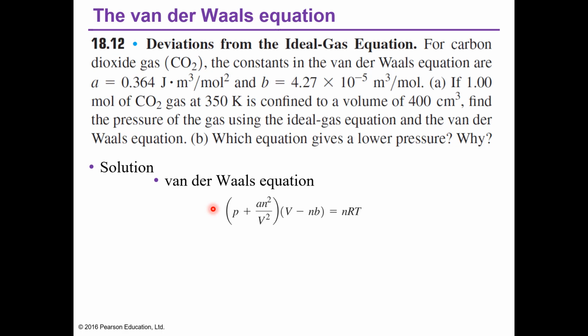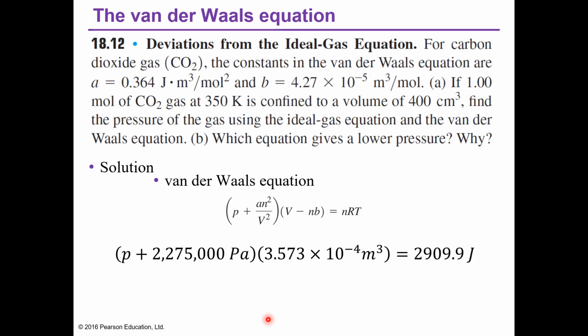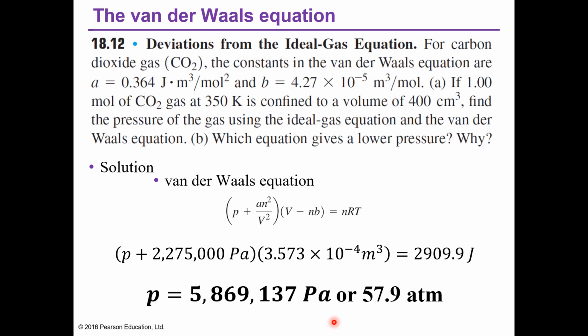Now, using van der Waals equation, we have this equation. Calculate the pressure. Input lang nimo ang given. P plus, this is my A, A is 0.364 N square over V, with V as 0.0004, times volume minus N times, this is my B, equals 1 mole times R times temperature of 350. Simplify this, you will get this. Transpose, you will get the pressure equal to 57.9 atmospheric pressure.